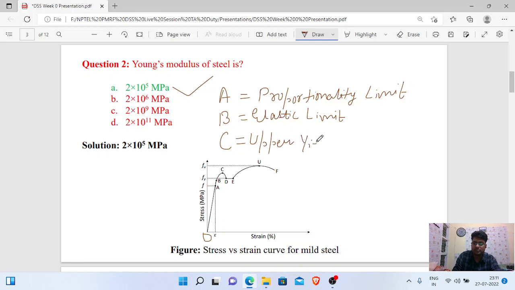Upper yield point. And D is lower yield point. So when we are talking about yield stress of a material, then we consider point D as the yield stress of the material. Means stress corresponding to this point, point D, that we are representing as Fy. So we are taking D as lower yield point, and this is our yield stress value.